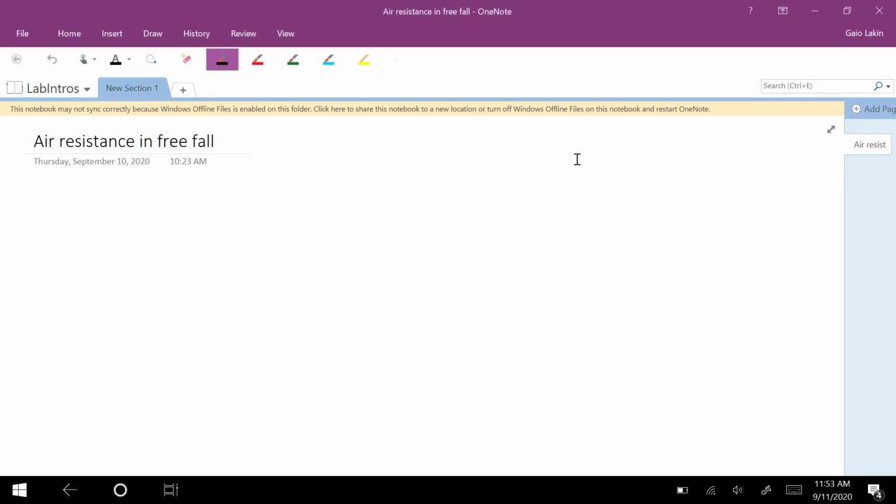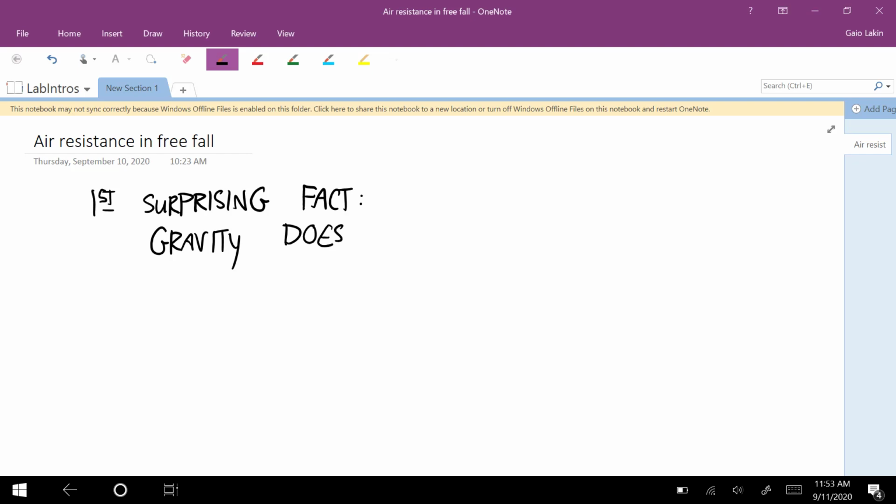This is our first lab of the semester, and it deals with the first surprising fact that we're dealing with this semester. First surprising fact, and that is that gravity does not make heavier objects fall faster.